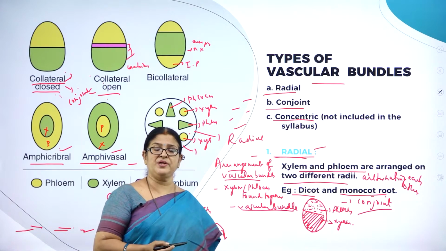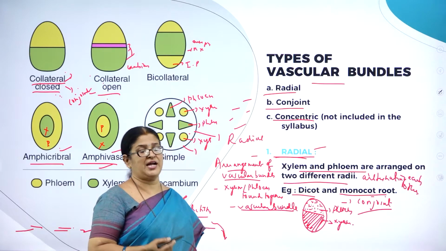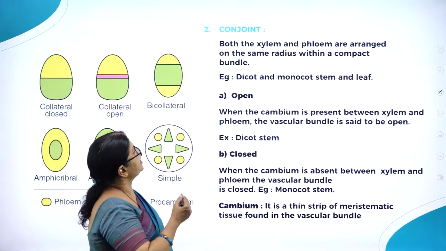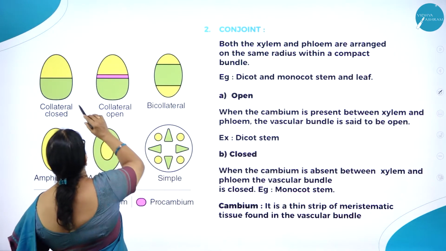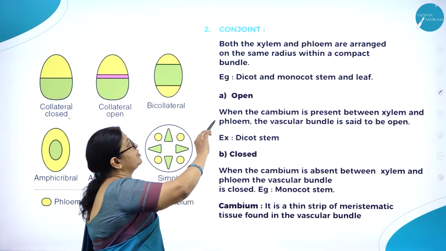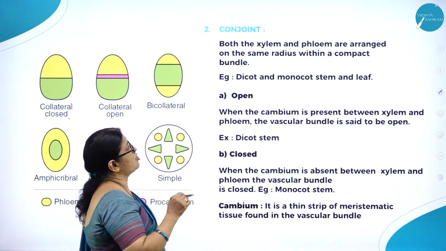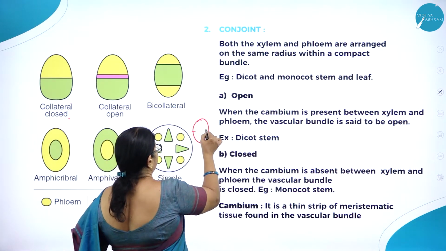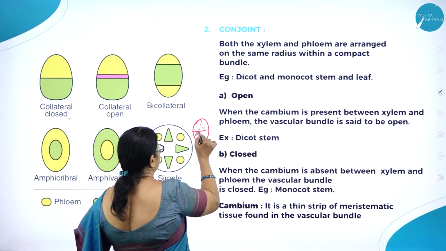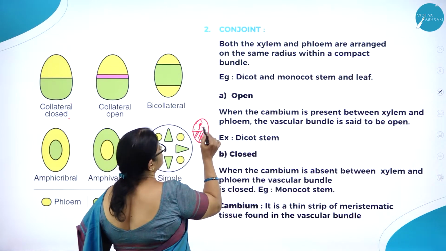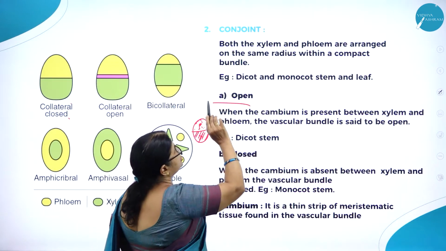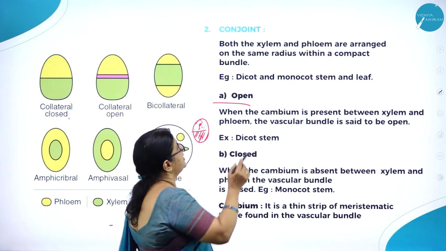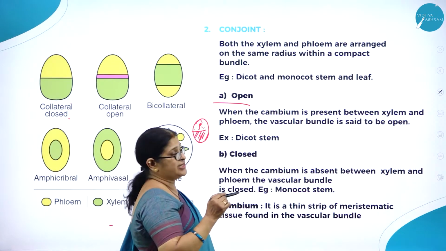When we study the anatomy of the root, the stem or the leaf, you will understand better what the arrangement of these vascular bundles is. Continuing, conjoined, collateral conjoined. Both the xylem and phloem are arranged on the same radius within a compact bundle, like in dicot and monocot stem and leaf. This is phloem and this is xylem. So it is called conjoined.